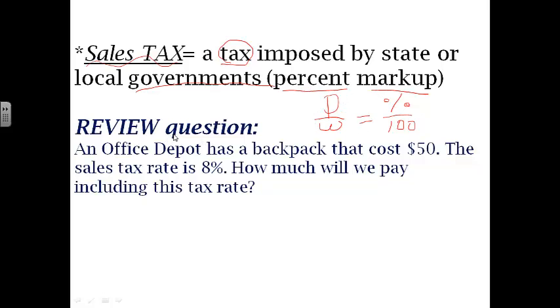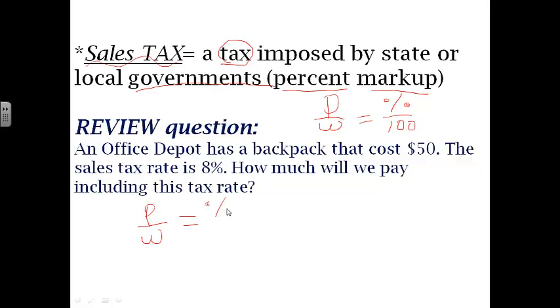Okay, so the review question. An Office Depot has a backpack that costs $50. The sales tax rate is 8%. How much will we pay including this tax rate? Okay, so I just want to give you a little bit of background. Texas has around an 8% tax rate. Other states in the United States have different rates. So it could be maybe 7% or 9% tax. It just depends on where you live. So that's just a little bit of background of what a sales tax is.